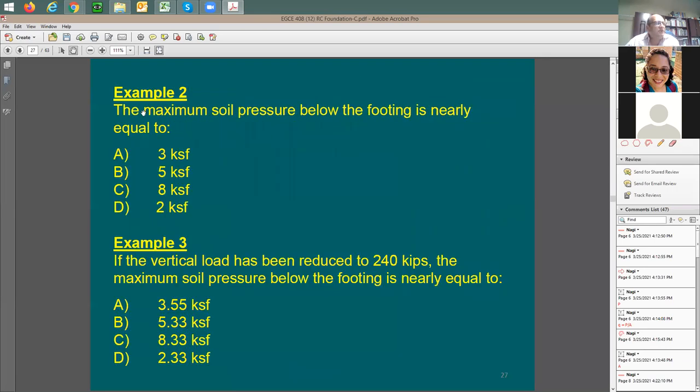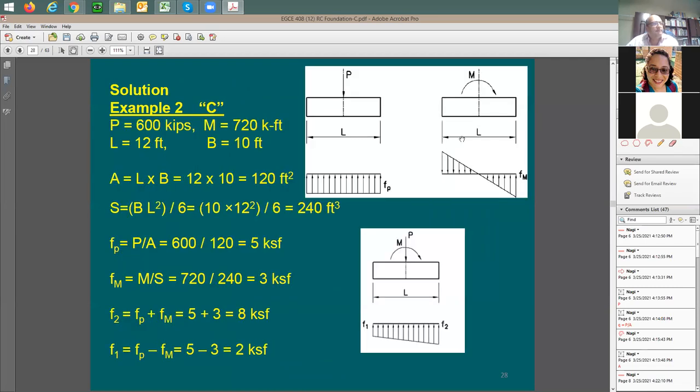So let's go first to example two and figure out the maximum soil pressure below the footing. The vertical load is 600 kips, which is P. The moment is 720, given in the problem. I'm going to have the distribution of the stress. It's going to be uniform due to axial load. It's going to be a triangular distribution due to this moment. Contact area is going to be 120 square feet. This is the contact area between the footing and the soil.